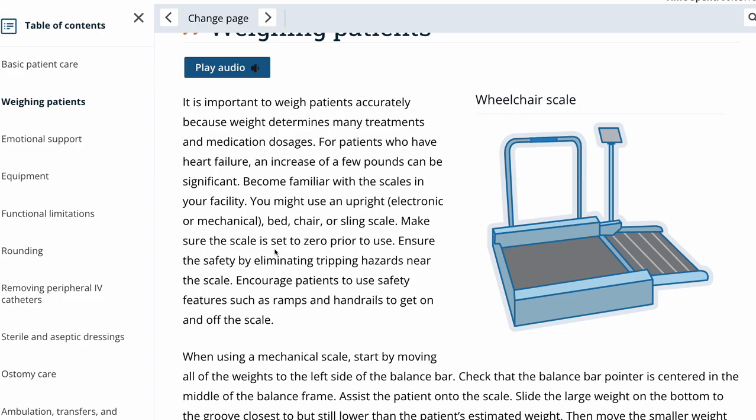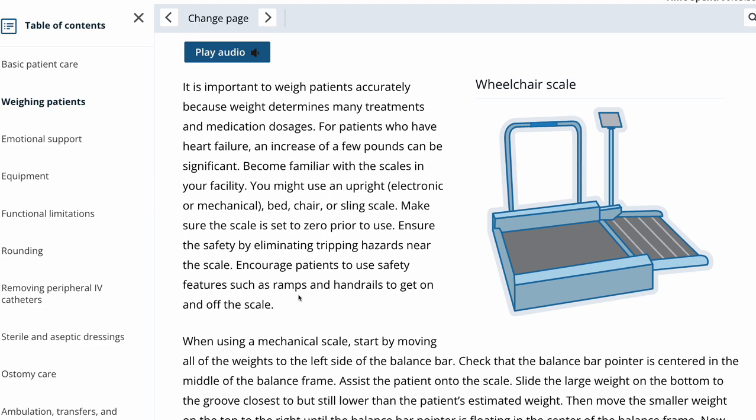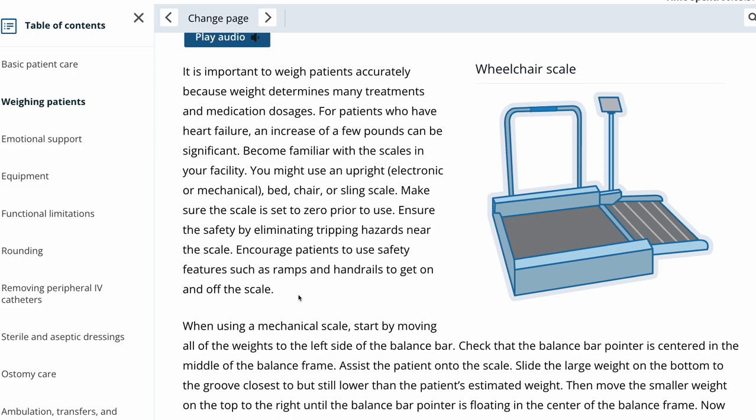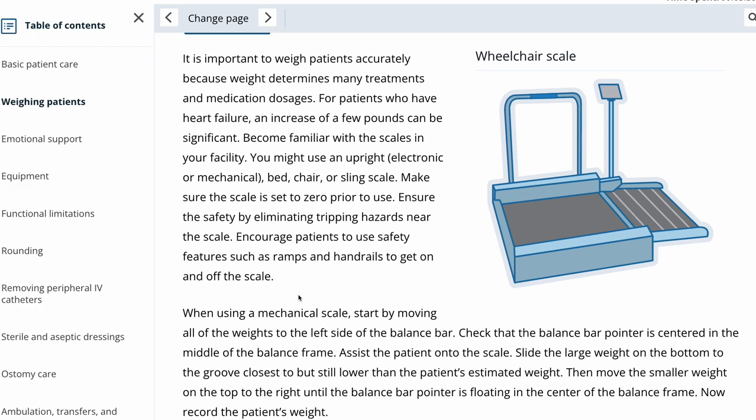Make sure the scale is always set to 0 and ensure that you eliminate any type of tripping hazards around the scale for patients that can walk, because they're trying to step up and it may be uneasy for them. It's a small little space they have to stay in. They can get dizzy or trip. Always encourage your patients to use some type of safety feature. For instance, some scales have handles that they can hold on to keep themselves steady.